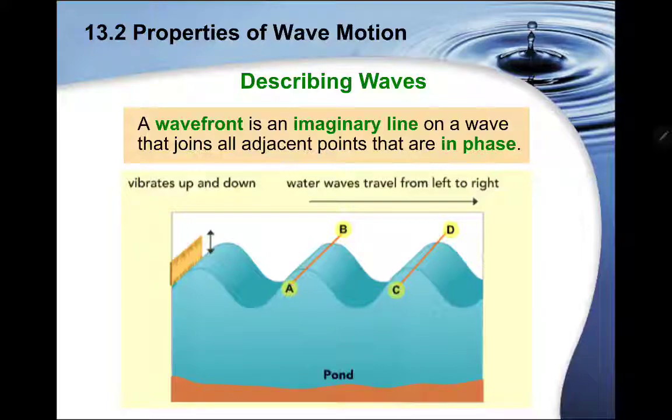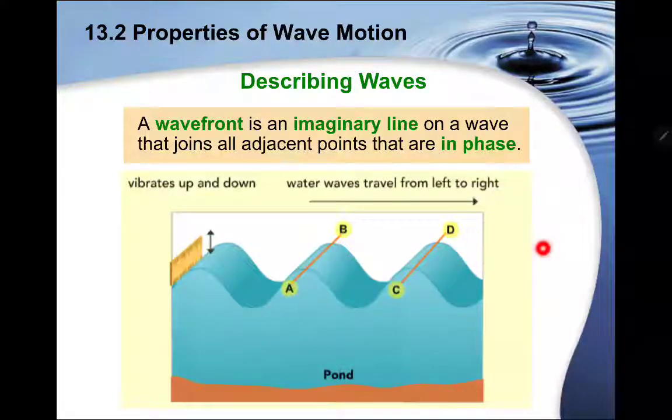But of course, we don't just want to talk about memorizing. We want to understand what it means. So adjacent means points beside one another. If you look at this situation here, this is a pond, and there's a ruler moving up and down that is causing a wave to move from left to right.